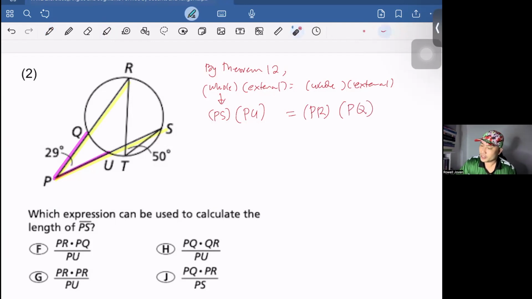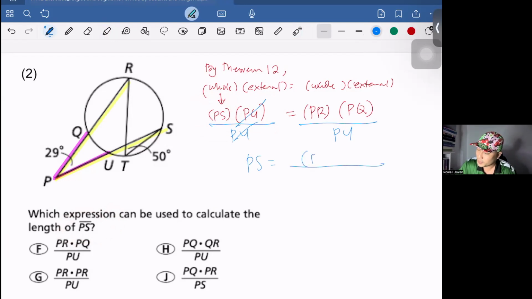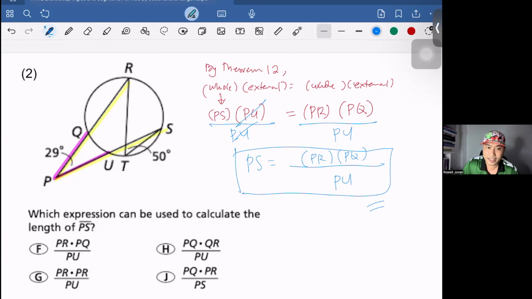Okay, now in the question, you are asked to solve PS. So how do you solve for PS? We will now divide both sides by PU. So PU will be cancelled, therefore PS is equal to PR times PQ all over PU. And this is now the final answer. PR times PQ all over PU, the answer is letter F.